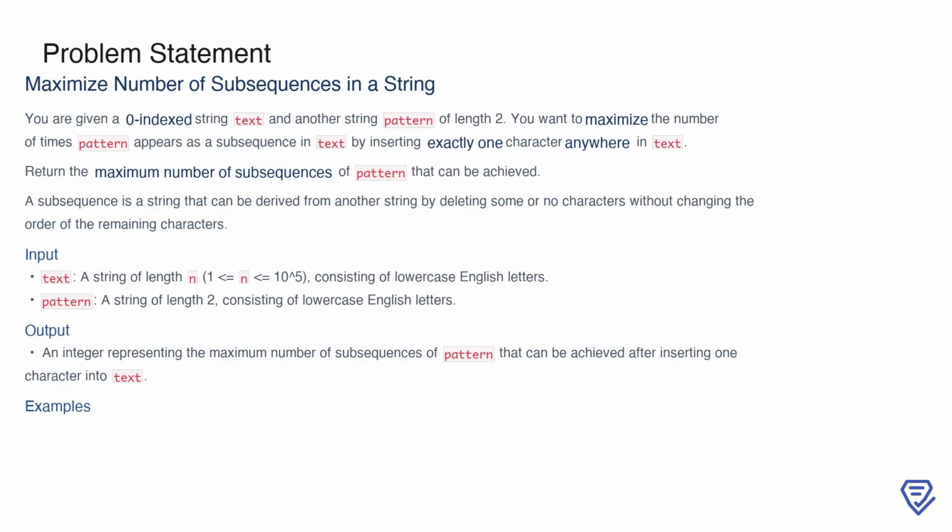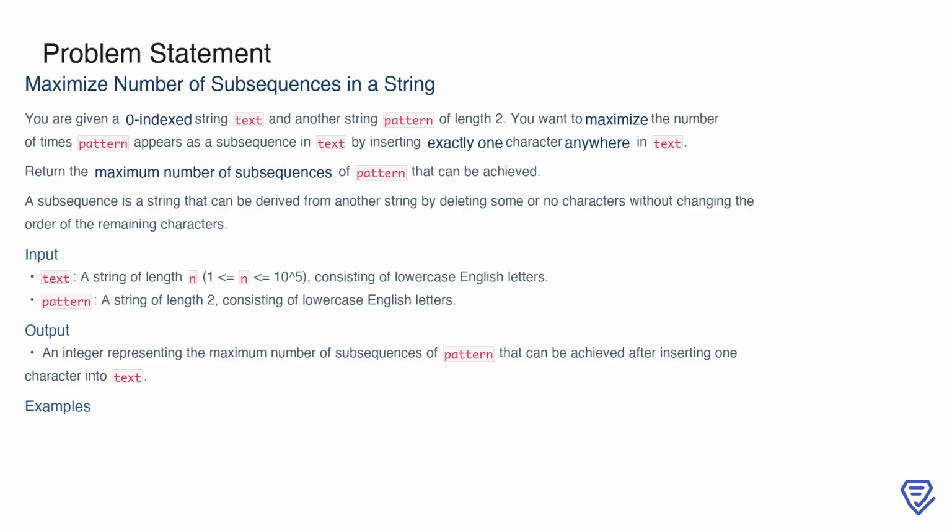insertion. The input includes the string text, which has a length between 1 and 100,000, and pattern, which is always two lowercase English letters. The output is an integer representing the maximum number of subsequences of pattern possible after the insertion.